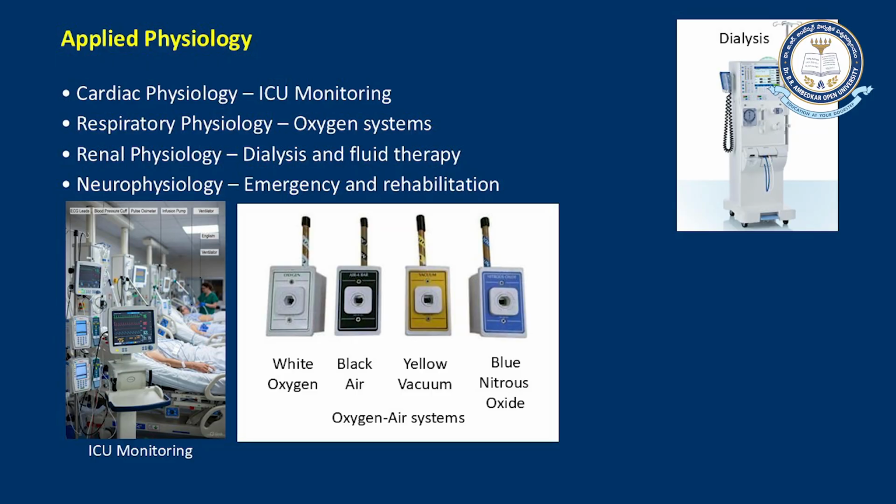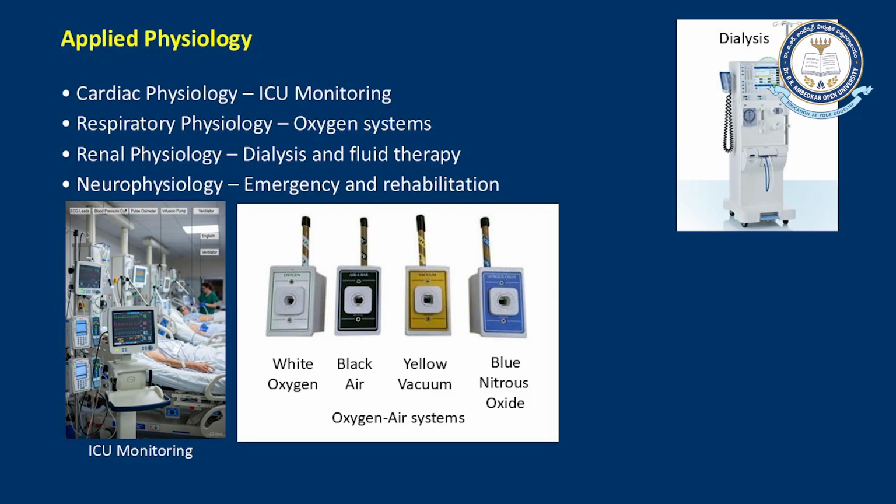Then you have the black socket, which is the air. Yellow is for vacuum, which can be used to suck the secretions of the respiratory system and help the patient. And there's a blue, which is nitrous oxide, famously known as laughing gas, used for anesthesia purposes or relieving pain during deliveries especially. So this is the oxygen air system. I hope this is clear.